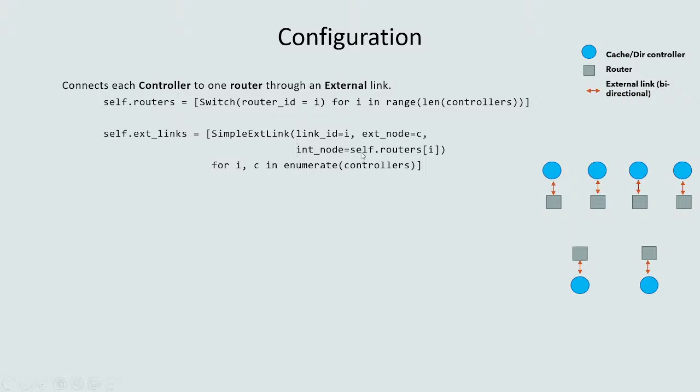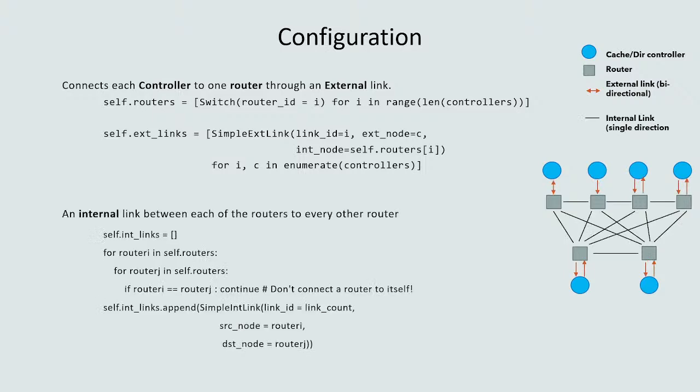Basically you define the source and the destination, where is one port and where is the other. Keep in mind that an external link is actually bidirectional. So if you create one external link between one directory and one router, it can go both ways. They can send or receive something through that.